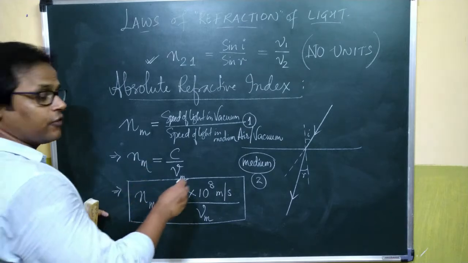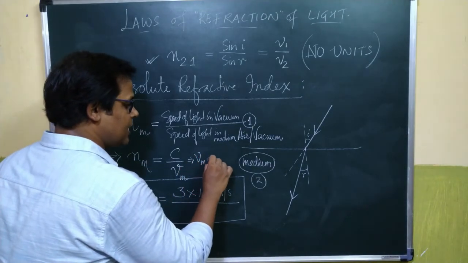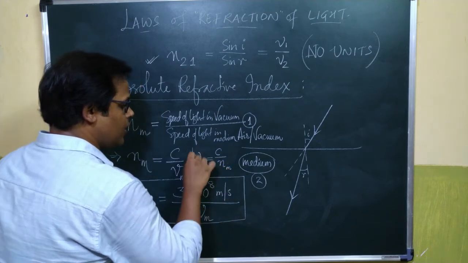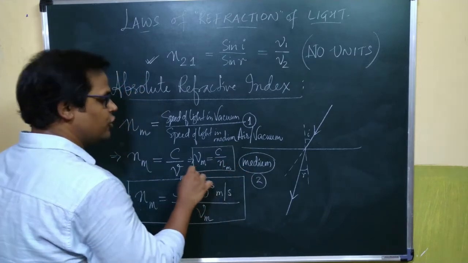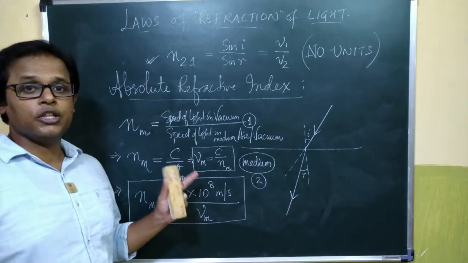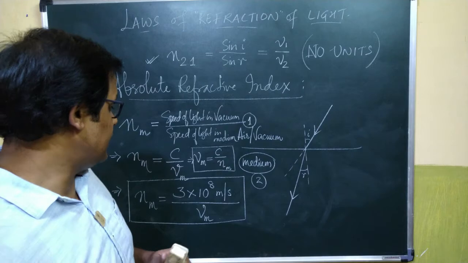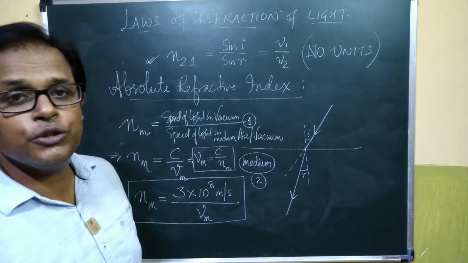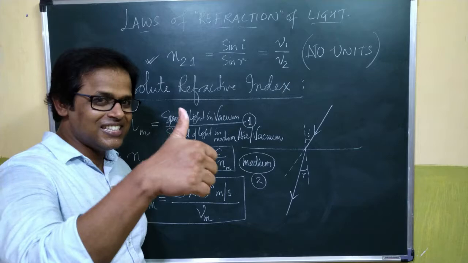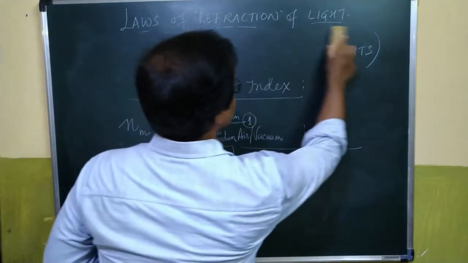So you can also see from this relation, the speed of light in any medium can be safely written as C by Nm. The velocity of light in vacuum by its refractive index is equal to the speed of light in that medium. I hope I'm very clear. This is called the absolute refractive index. Great? Feeling good? That's great. Okay, let's move on.